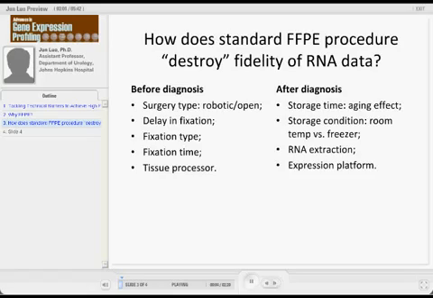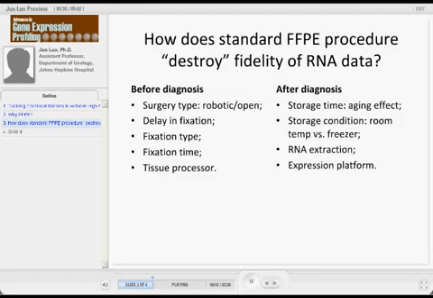So what are the problems? What's causing all those problems? I basically define pre-diagnostic variables and post-diagnostic variables. Some of those variables can be controlled after diagnosis, such as storage time. You can analyze tissues with relatively recent fixation, and you can also analyze aged tissues. That's something you can control depending on what your research focus is.